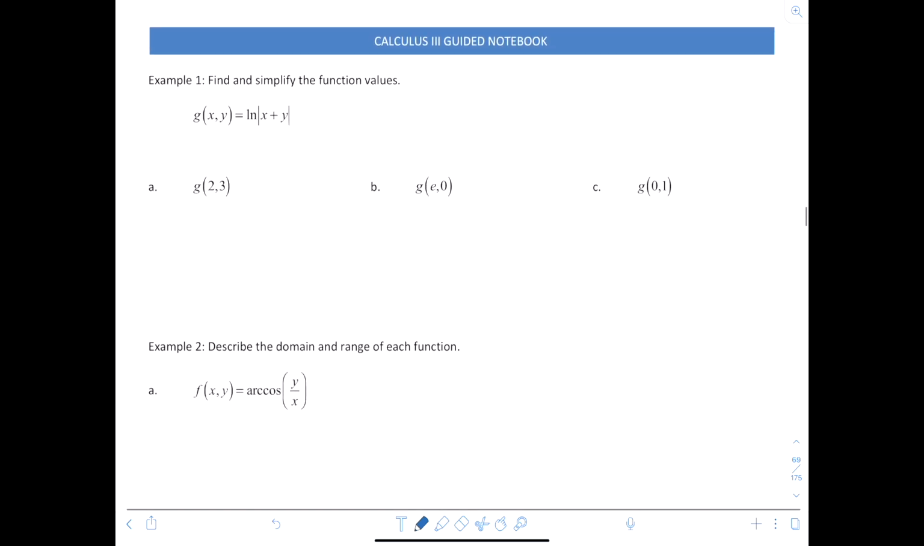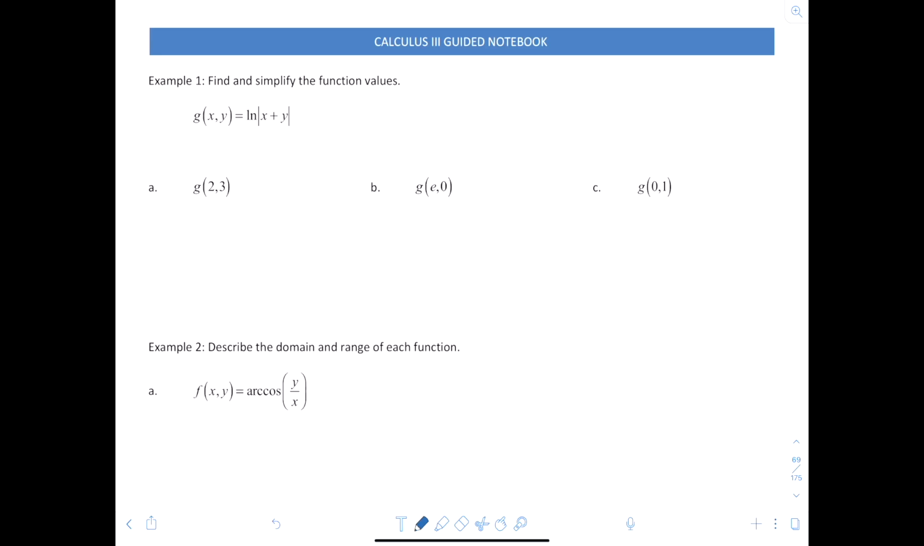Now, when you're thinking about the domain for a function in 2 variables, like in example 1 here, this is going to be all possible values of x and y, right? So it will now be a plane of possible ordered pairs that you can input into this function of more than one variable, so in 2 variables in this case. Okay, so just some basics.